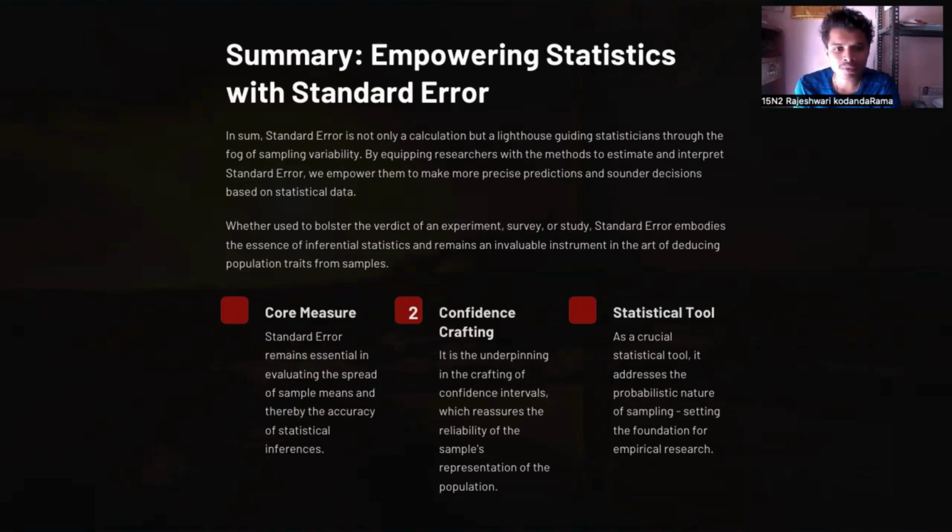The first one is a score measure. Standard error remains essential in evaluating the spread of the sample and thereby the accuracy of statistical inference. The second one is confidence crafting. It is the underpinning in the crafting of confidence intervals, which reassure the reliability of the sample in representing the population. And the third one is statistical tools. A crucial statistical tool, it addresses the probabilistic nature of sampling, setting the foundation for empirical research.